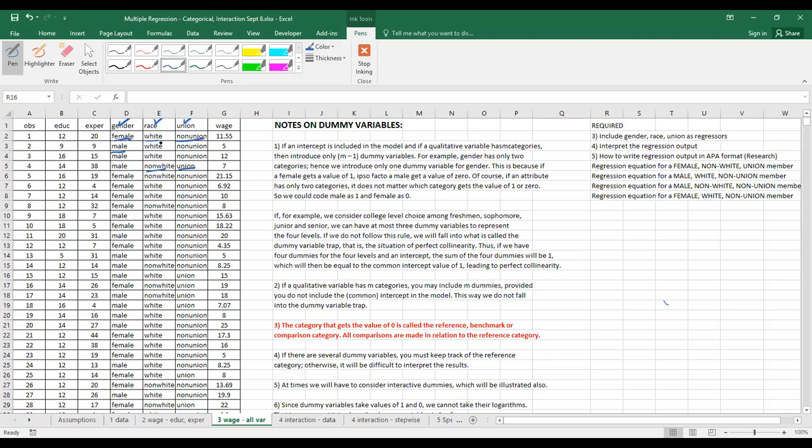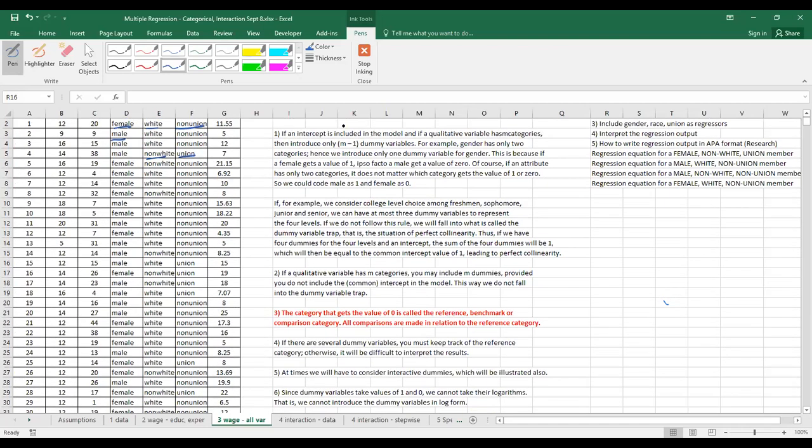Okay, so pwede bang gamitin yung categorical variables to explain your dependent variable which is wage? Yes, pwede guys. You can use categorical variables or factors in order to regress or explain your outcome variable. Okay, so very quick notes here.